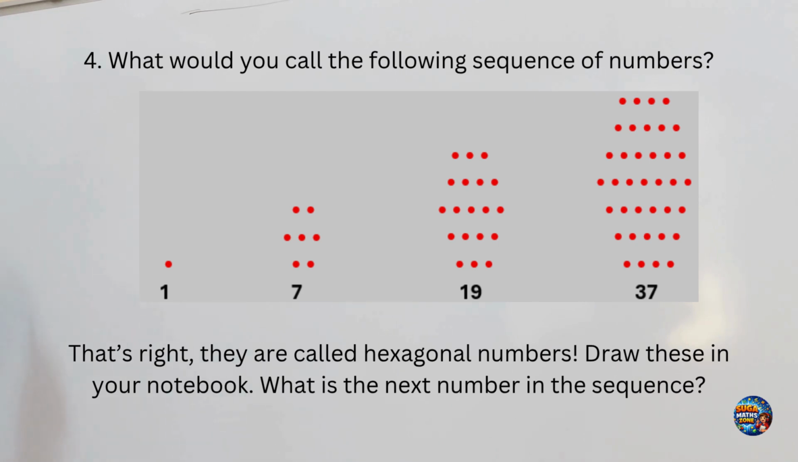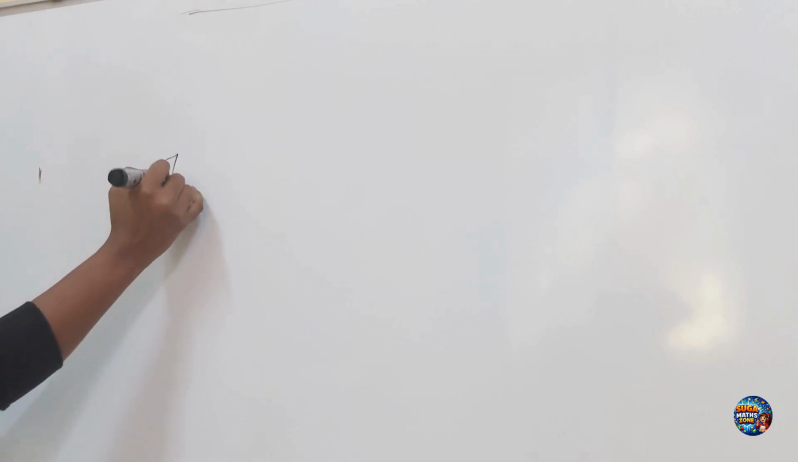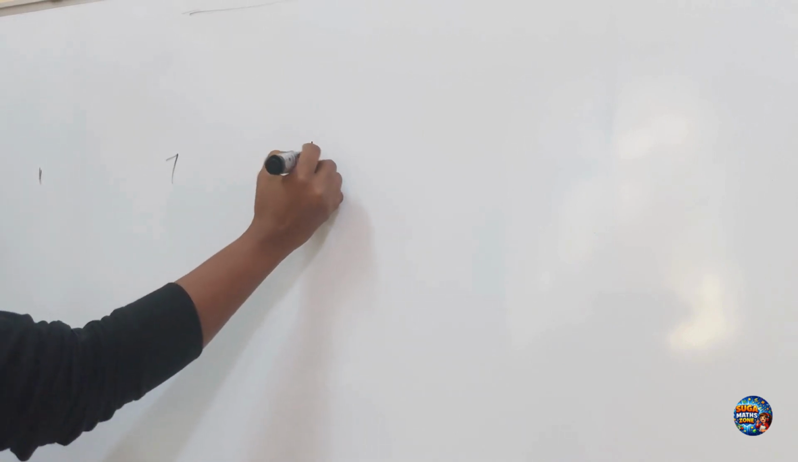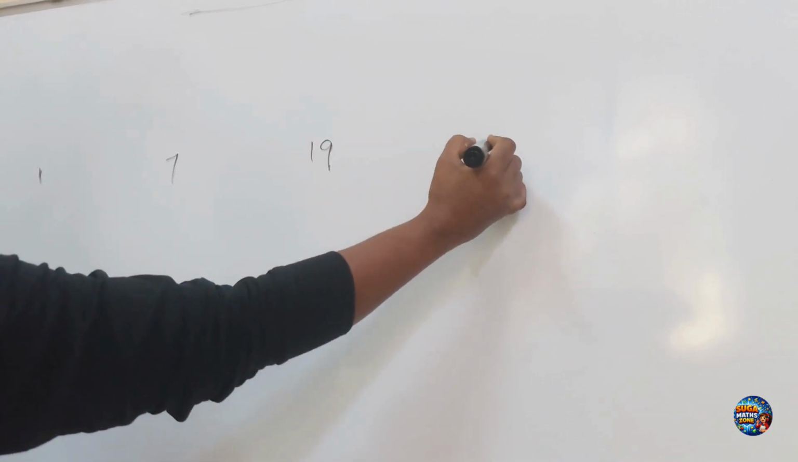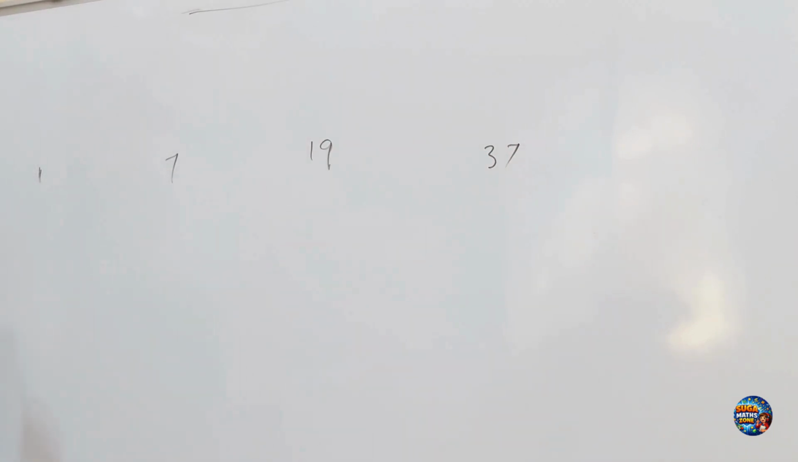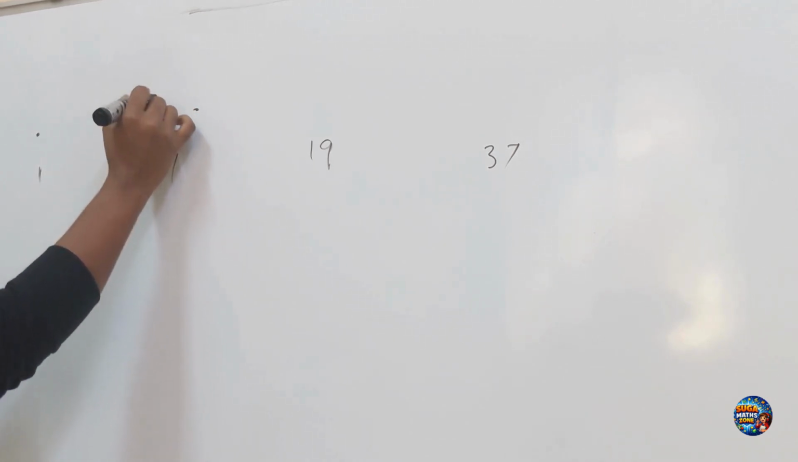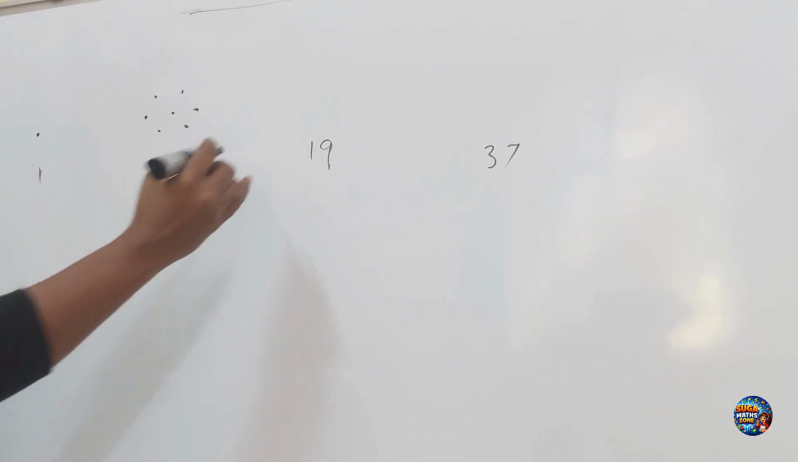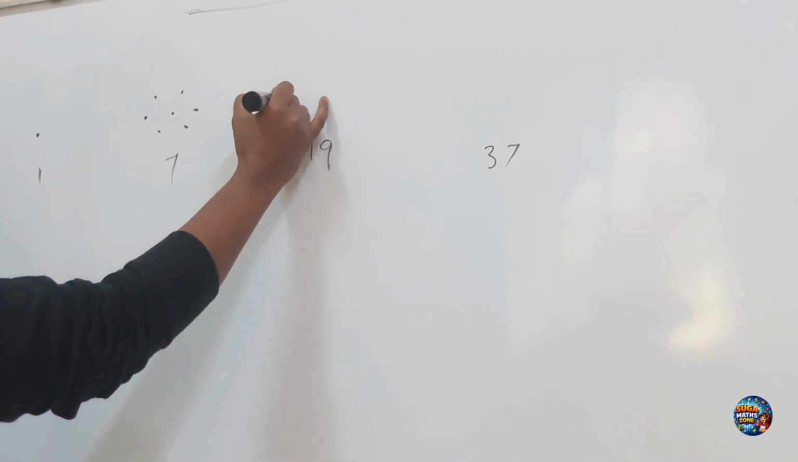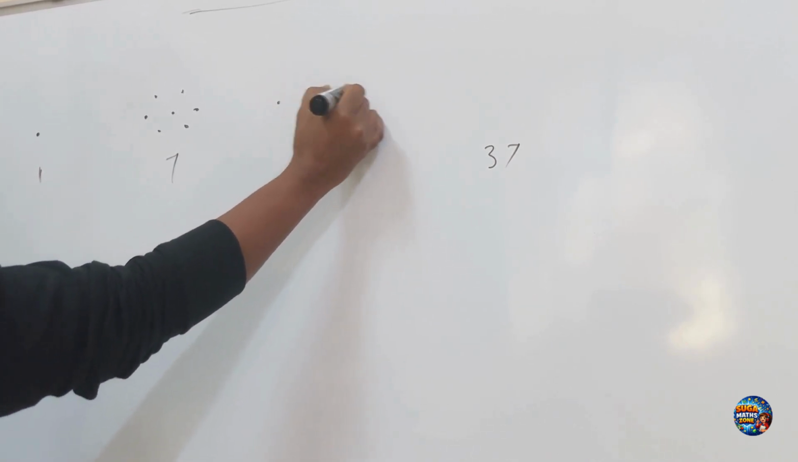So first I'll explain how it formed. The hexagonal numbers are 7, then 19, then 37. Okay, you have to draw these. You have to draw the hexagonal pattern for these numbers. 7 dots, and here 19 dots.